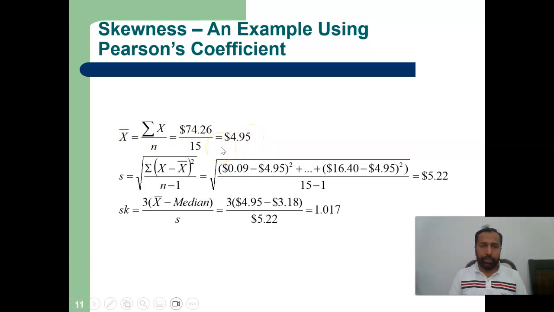Next, we calculate the standard deviation by using the same formula of sample statistic, and our standard deviation is $5.22. The median has also been calculated as 3.18. Now we put these values in our formula and we find out the value of skewness. X bar is 4.95, the median is 3.18. We take the deviation, multiply it by 3, and divide it by the standard deviation, and we find that the skewness is 1.017. So this is small or moderate positive skewness. This is not a symmetrical distribution. This is positively skewed because the value of Sk is positive.